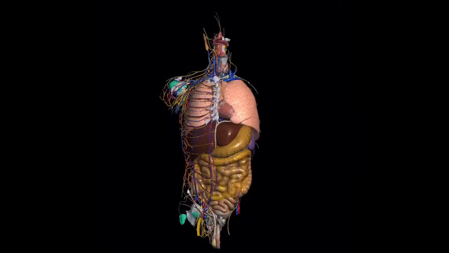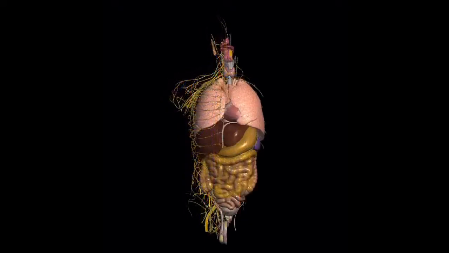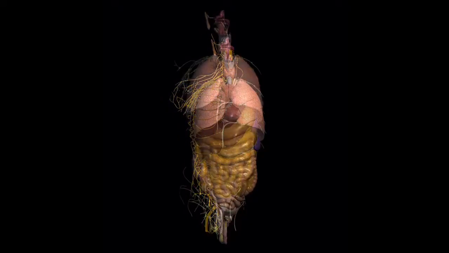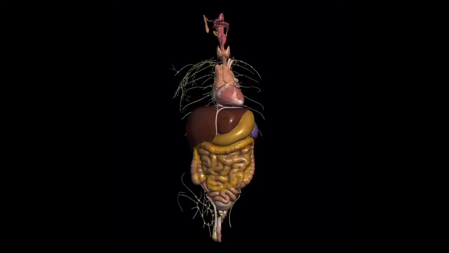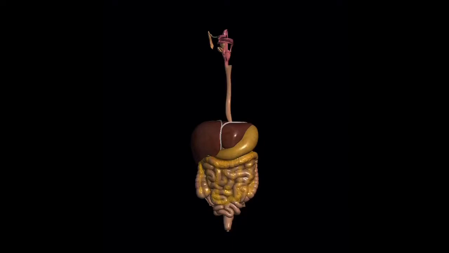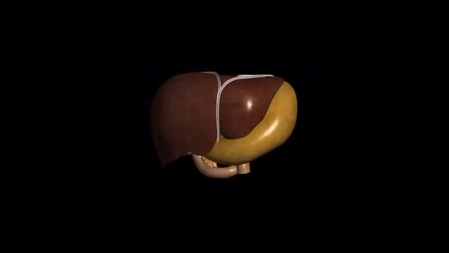We're going to strip away the bones, the muscles, the veins, the arteries, the nerves, the respiratory system is going to disappear. We're going to get rid of the urinary system and the endocrine system, and we're left with just the digestive system, and we're going to go down to focus on the lower half and particularly the liver.